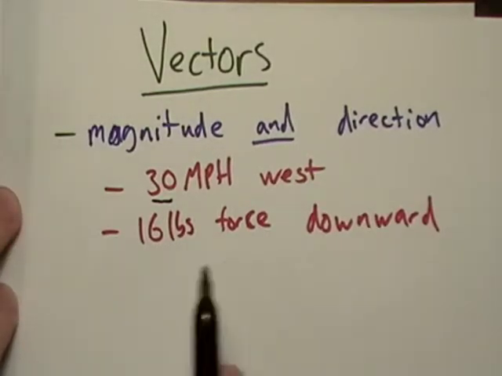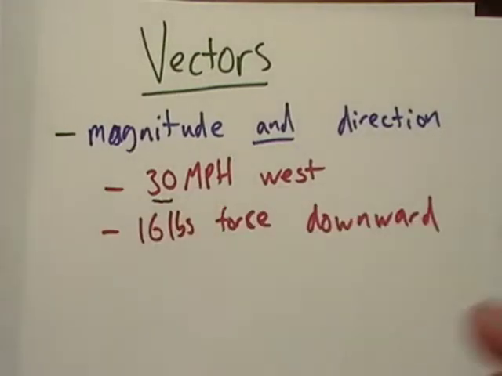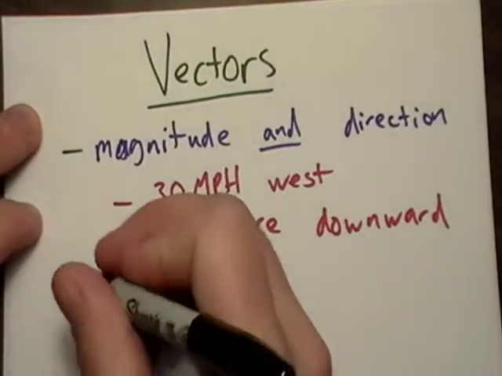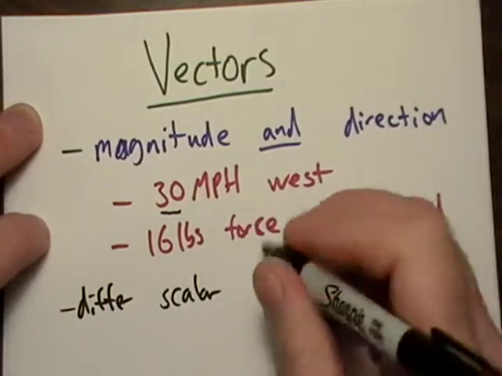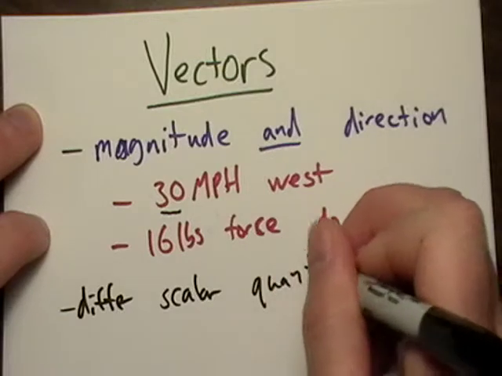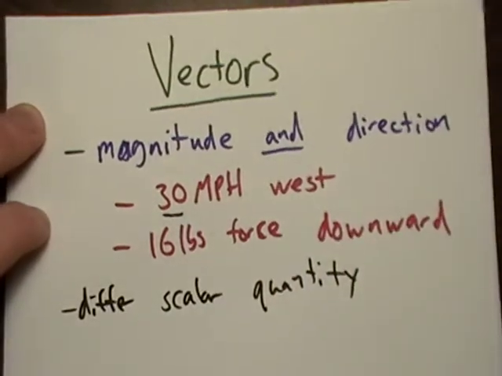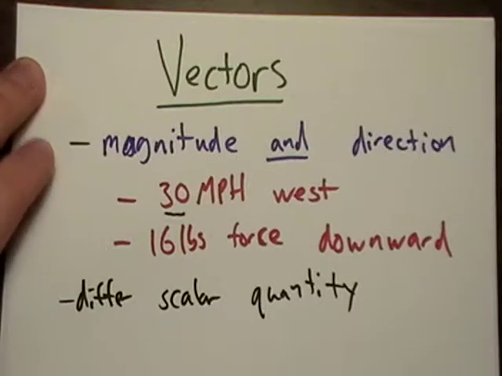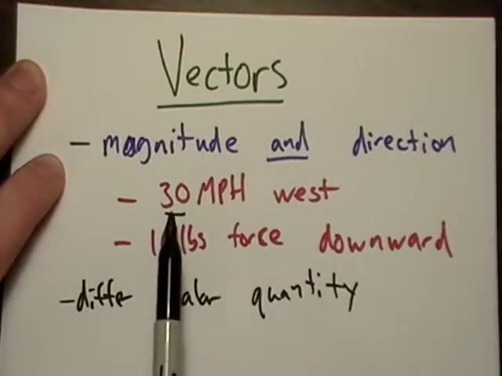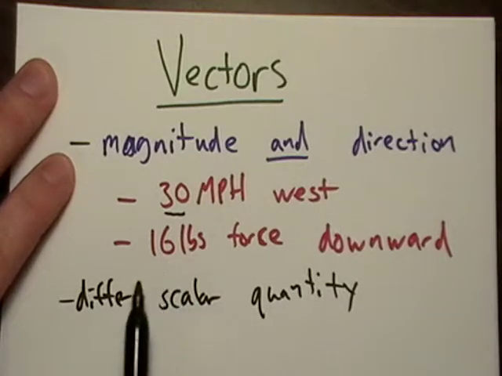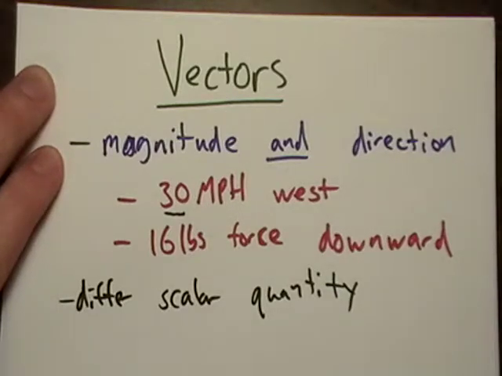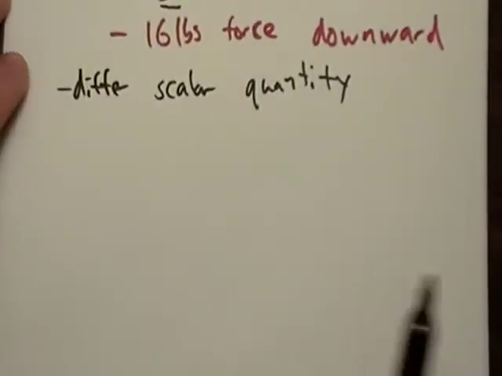Okay, so that's pretty much how things go, and they differ from what's called a scalar quantity. A scalar quantity would just be like I'm going 30 miles an hour, or there's 16 pounds of force. So that's pretty much the difference. I have a number and I tag along a direction to it. So you'll see that a whole lot.